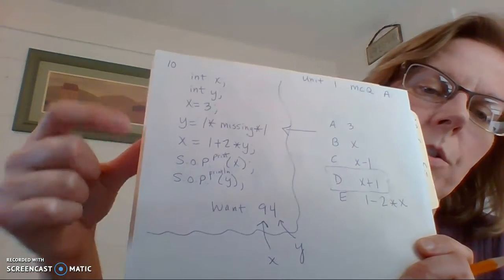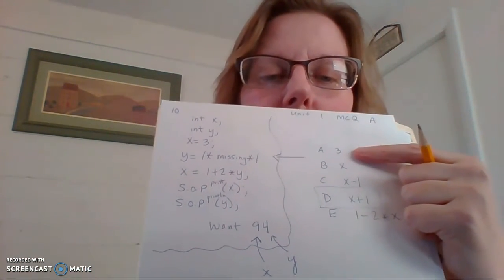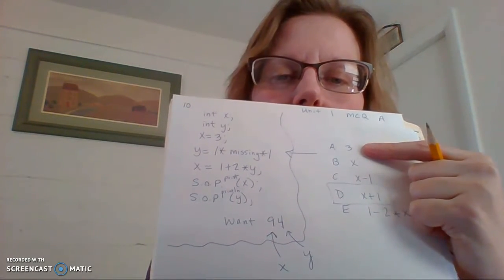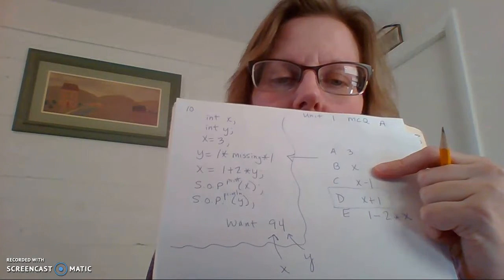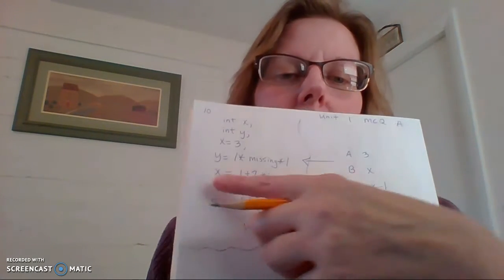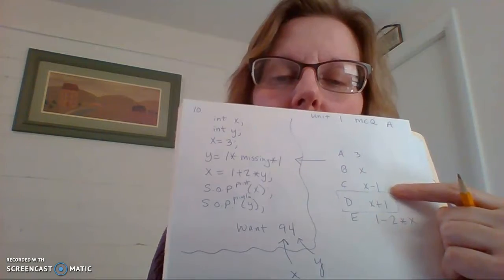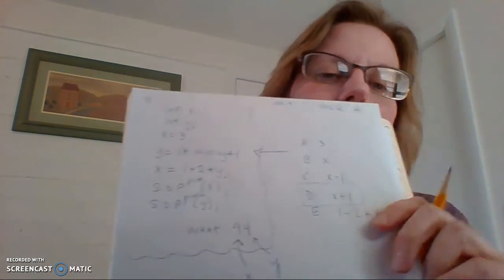So all I'm going to do is go over to the multiple choice options and figure out which ones of these would give me 4 for y. So of course A doesn't work because that's 3. B doesn't work because that's x, and x is 3 over here. So then that doesn't work. C is x minus 1, so that will be 2. And then D finally is the correct answer.